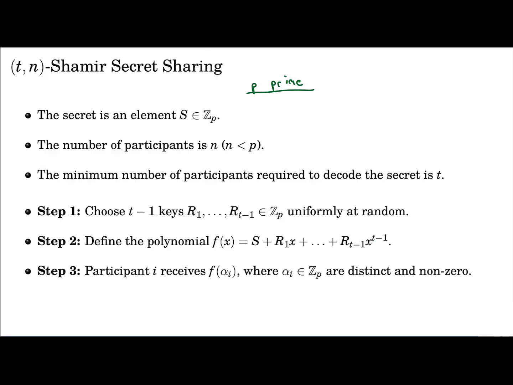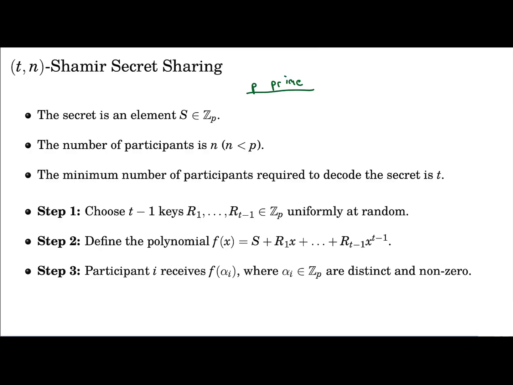And then to each participant, you need to send an evaluation of this polynomial, where alpha_i is going to be some evaluation that participant i receives, and these need to be distinct. You can't send the same evaluation to different participants. And they need to be different than 0, because if you send the 0, you're sending the secret, right? And so this is the reason that you need the p to be larger than n.